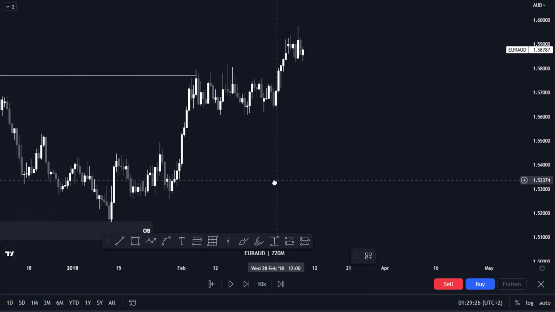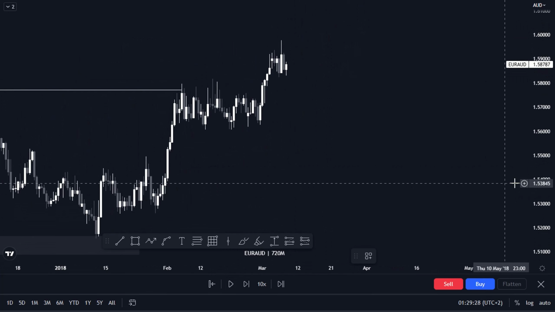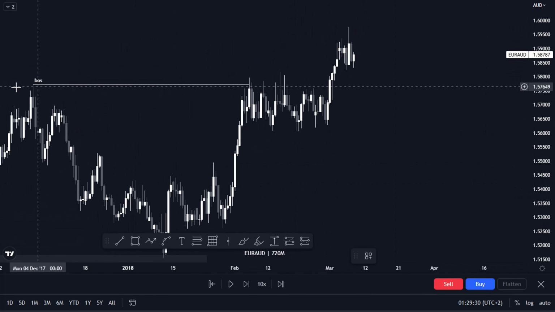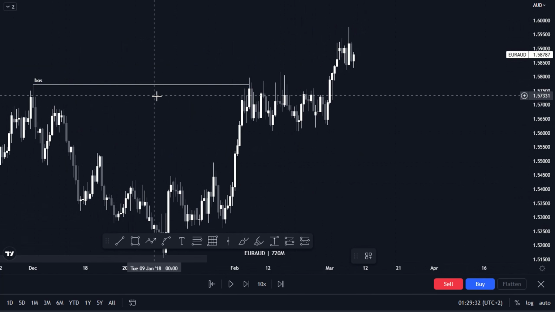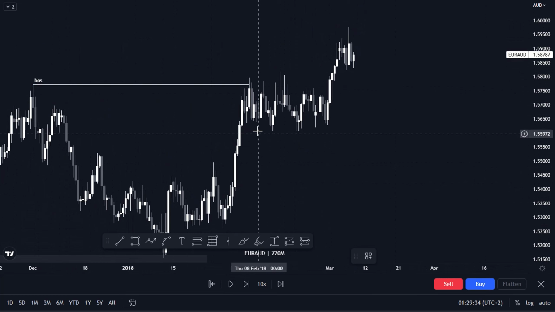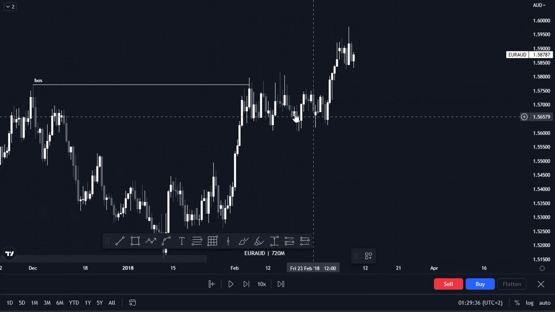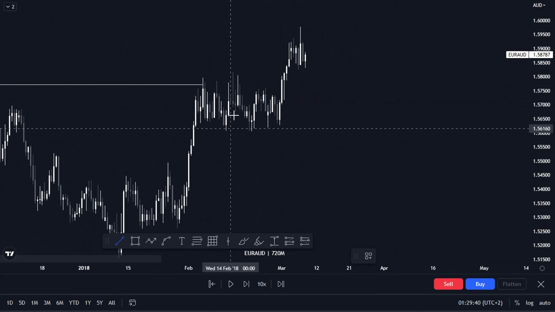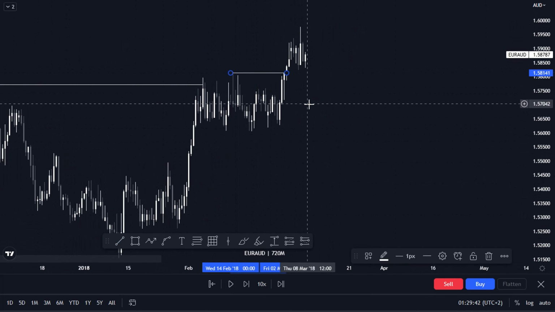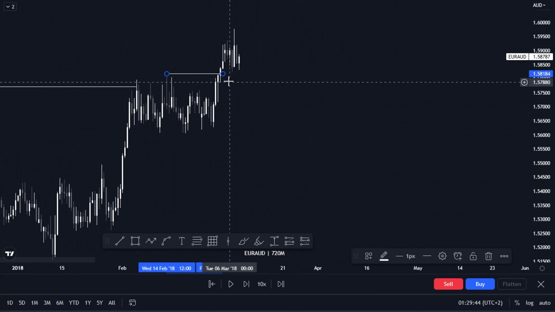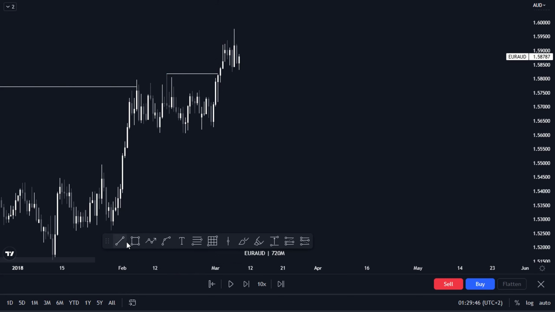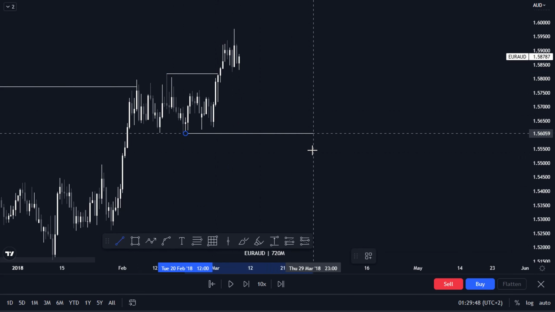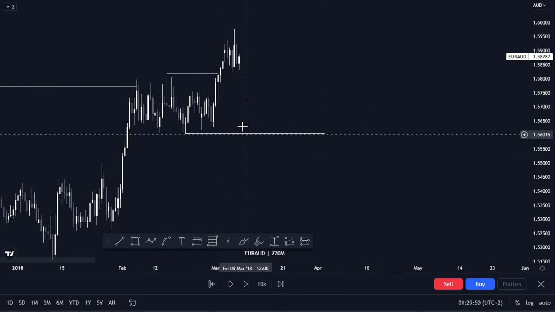Okay, so here what we have is that price broke our previous high, violated our previous high, and started consolidating, as you can see here. So what we're looking for here is that we have this break of structure here, and we're looking for this low to be taken out.